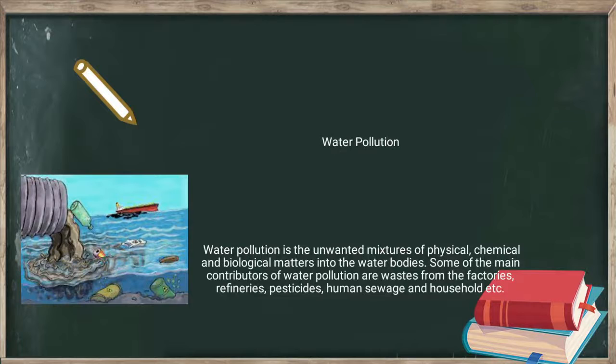Water pollution. Water pollution is the unwanted mixture of physical, chemical and biological matter into water bodies. These matters degrade the lives in the water and of those who consume it. Some of the main contributors of water pollution are wastes from factories, refineries, pesticides, human sewage, and household and animal wastes. The best way to prevent water pollution is not to throw any waste in water.